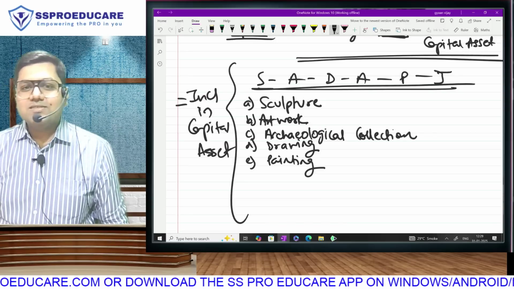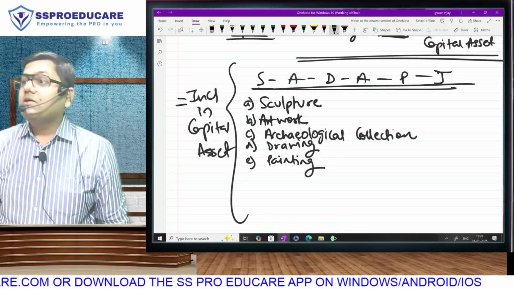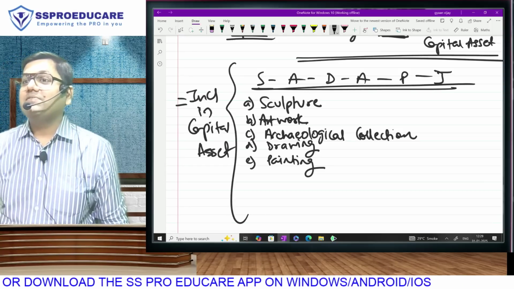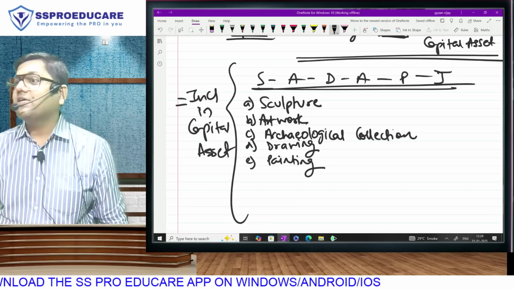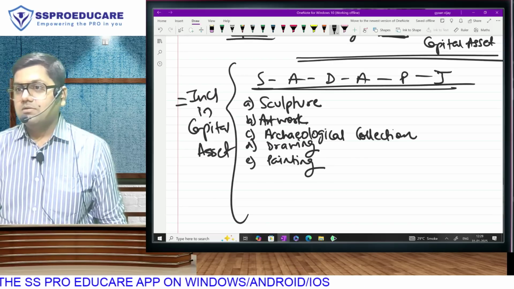When the Archaeological Survey of India does the digging, many a times you hear news of some remains of Harappa civilization found, Mohenjo-daro civilization found. We sometimes have things called antiques. They have high value.